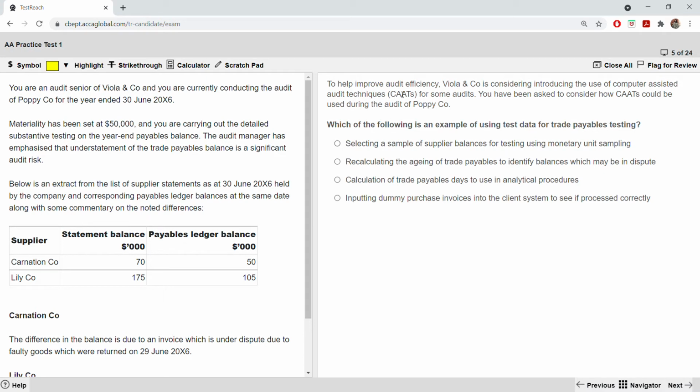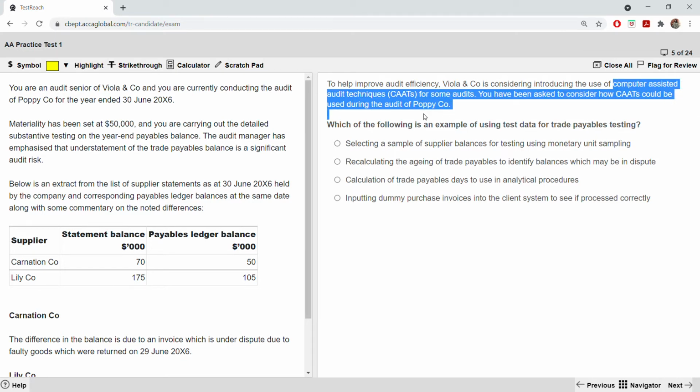Next. To help audit efficiency, the company is considering introducing the use of CAATs. What is it? CAAT, Computer Assisted Audit Techniques. For some audits, you have been asked to consider how CAAT could be used during the audit. This you will be taught. Basically, you're using computers to audit.